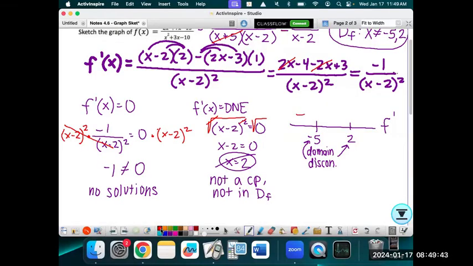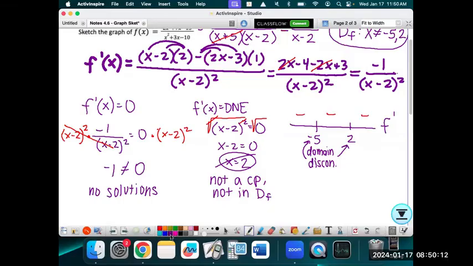Now, because I have something squared in the denominator, my denominator, no matter what x value I plug in, is always going to be positive. Of course, other than 2, but that was a domain discontinuity in the first place. So with always having positive values in the denominator and always having -1 in the numerator, all of my intervals should end up being negative.